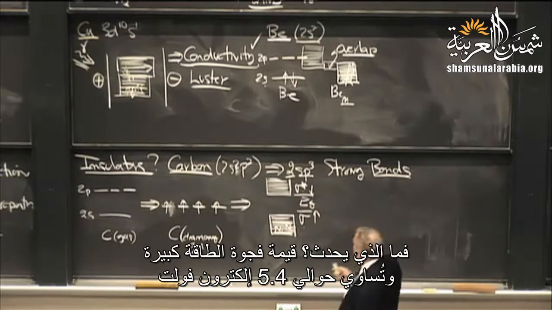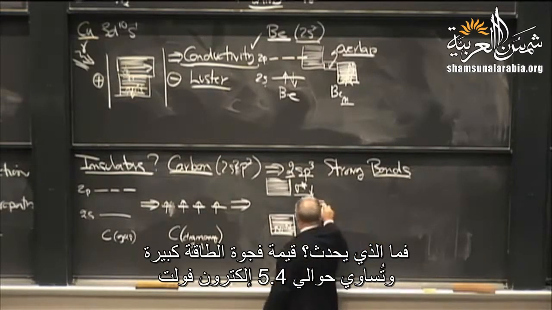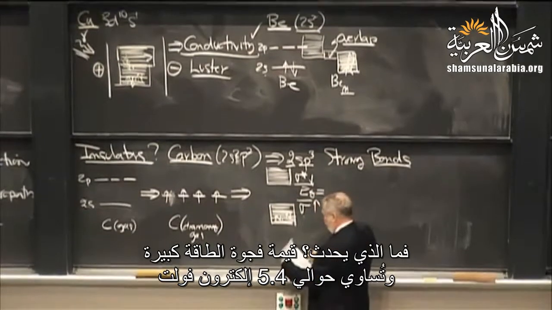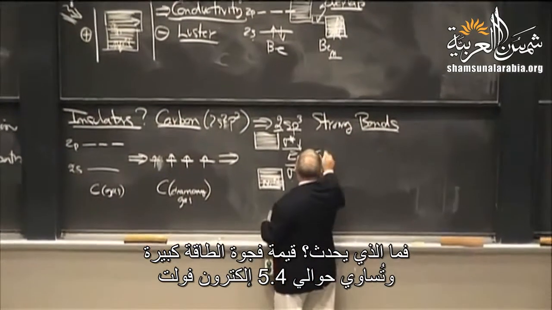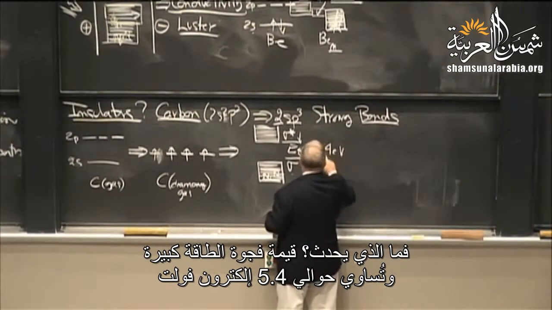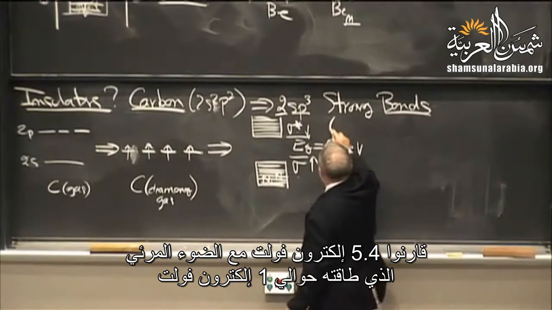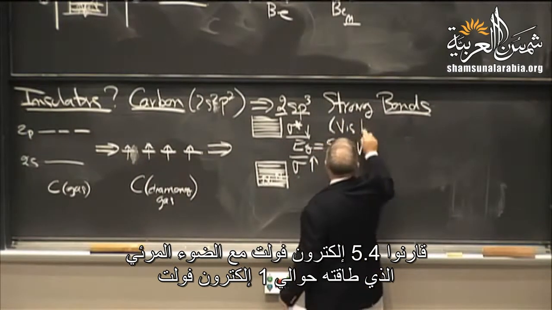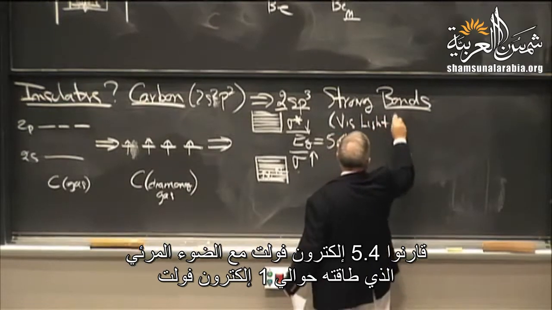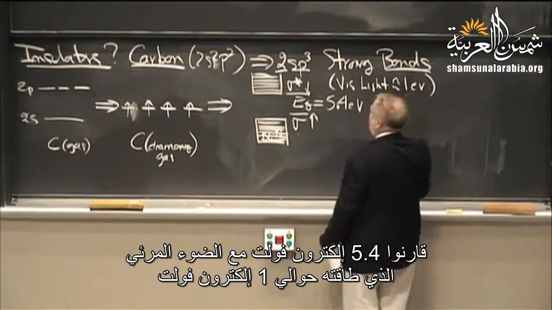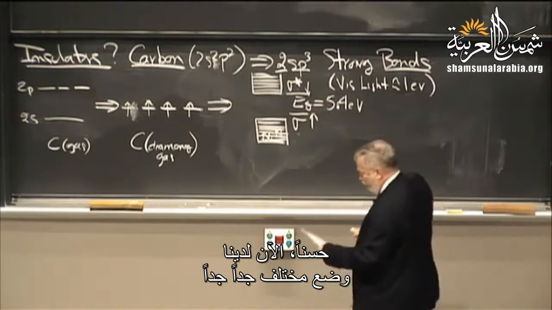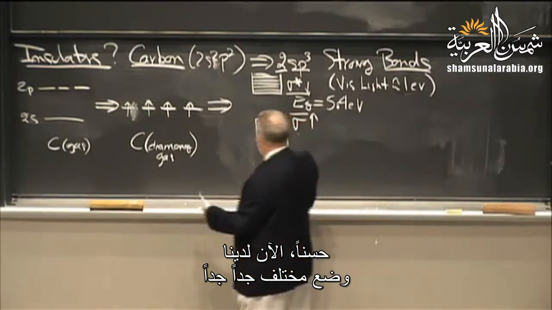All right? So what's happening? Well, that's actually pretty good sized. It's about 5.4 electron volts. Now compare that with what? Visible light is around 1 electron volt. Okay, so now we have a very, very different situation.